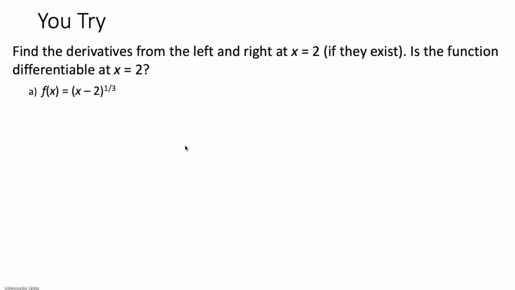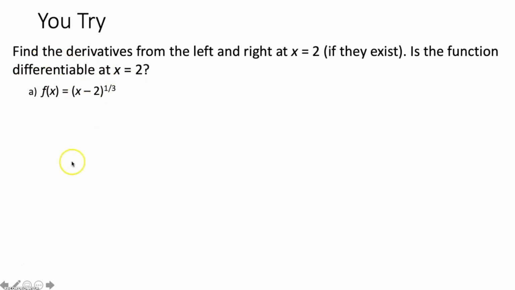You try. Okay, doing the same thing, except we're coming in from the left and the right at x is equal to 2 this time, and seeing if the function is differentiable at x is equal to 2. So we have our function, and our variable is being raised to an exponent that is less than 1. So you think vertical tangent or cusp. Now, it's 1 over an odd number. Since it's 1 over an odd number that's greater than 1, we know there's going to be a vertical tangent here at x is equal to 2.